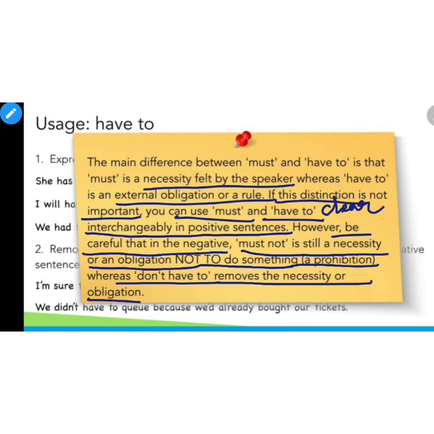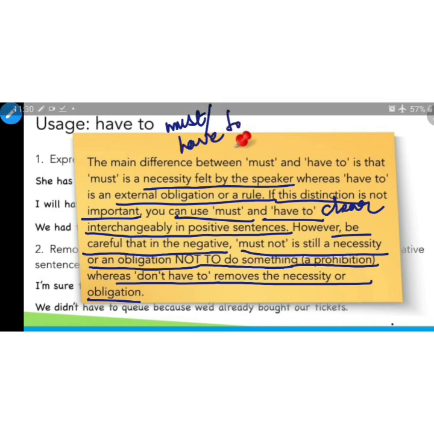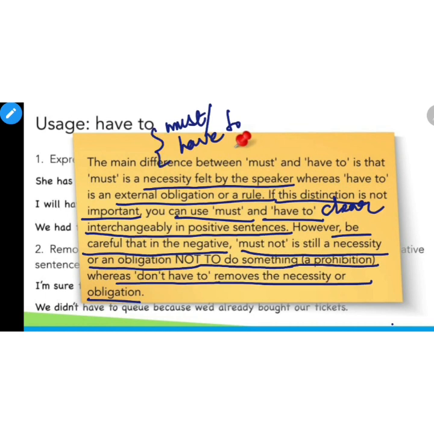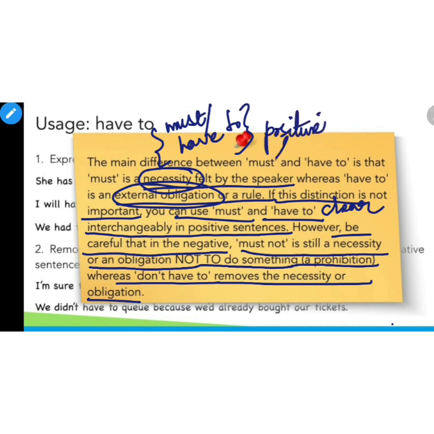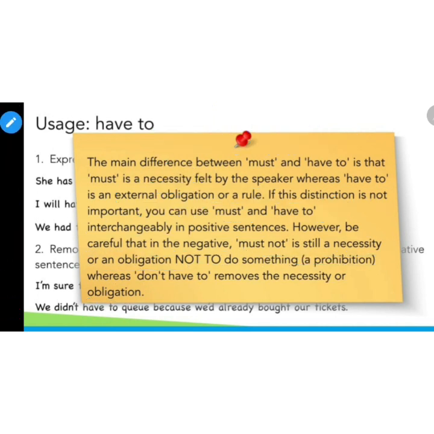So basically what I intend to say is that you can use must or have to in a sentence. You can use both in a sentence if in that particular sentence necessity and external obligation is not clearly differentiated or clearly stated. You can use either one, but only in case of positive sentences. Only for positive sentences you can interchange must and have to if, I repeat, if external obligation or a rule and necessity felt by the speaker is not clearly differentiated, then only you can use either must or have to in positive sentences.